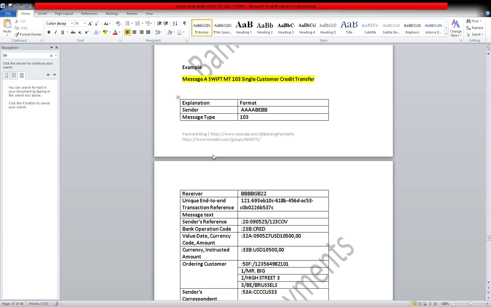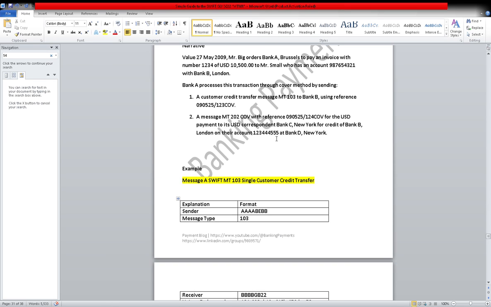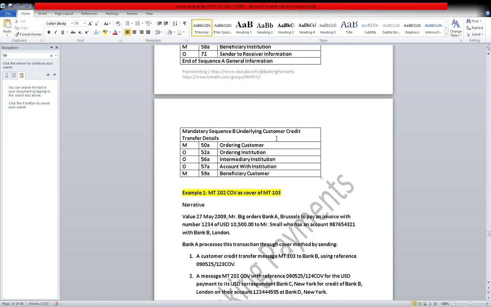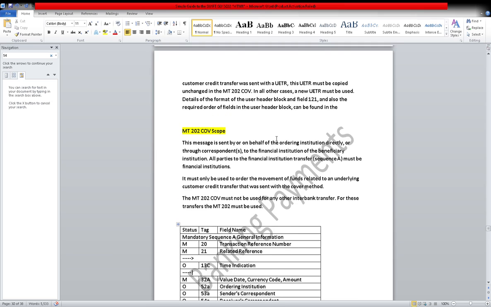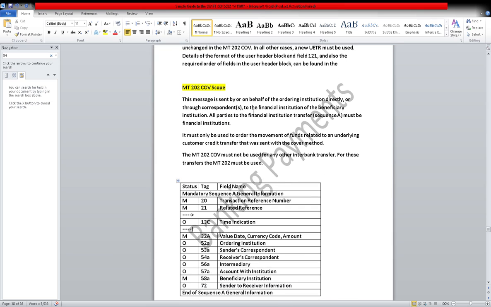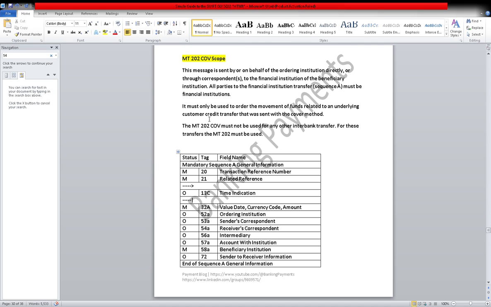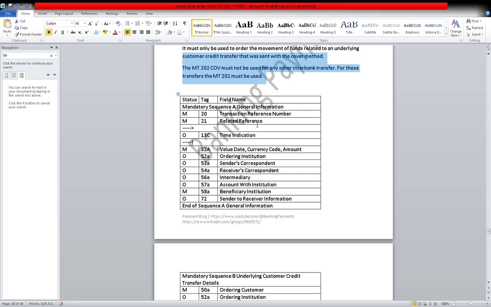So now we have reached another part of our payment system. But before that, I will just quickly read out to you the cover message. The message is sent by the institution, sequence A, sequence B, interbank transfer. We already discussed this. What are the tags of this one? 202 COV. Now I want to tell you one more important thing here.